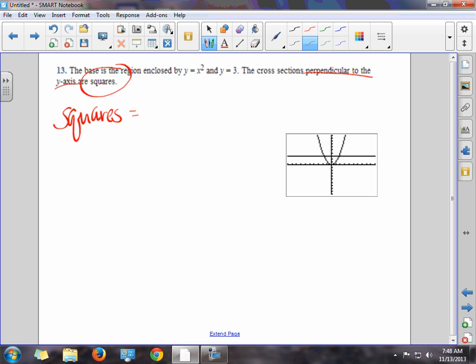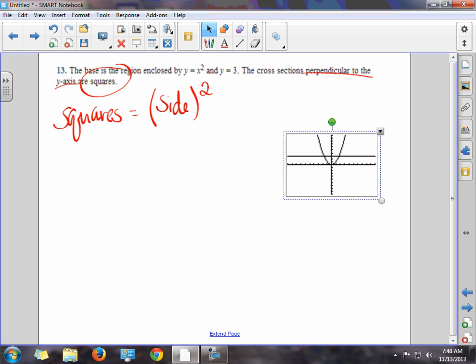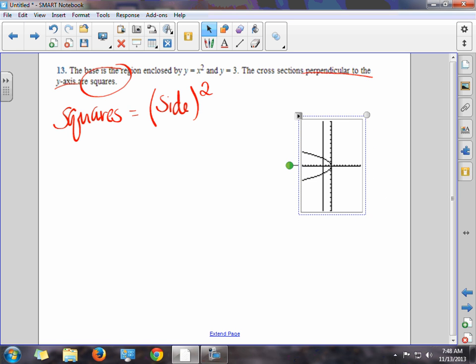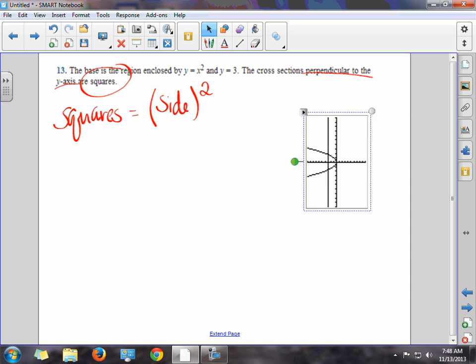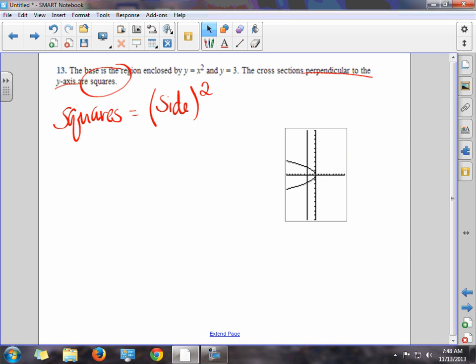the formula for that is just my base, or one side, squared. So what I'm going to do is I'm going to attempt to do this. Oh, that's nice. So since I'm integrating with respect to y, I've taken my picture and I've rotated it. So now this is my y-axis, remember? And this is my x-axis right there.